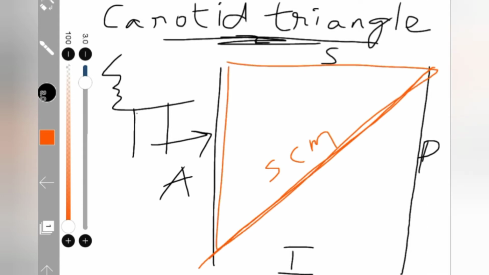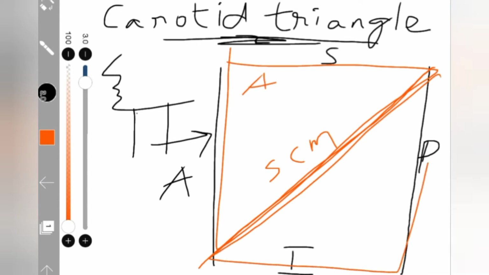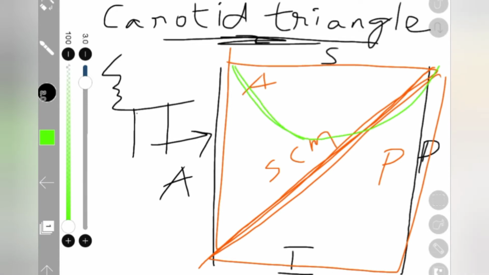This is one triangle, the anterior triangle, and this is the other triangle, the posterior triangle. Okay, anterior triangle and posterior triangle. There's a muscle called the digastric muscle. So this is your digastric muscle and you have one more muscle called the omohyoid muscle. It runs like this. So this is your digastric muscle and this is your omohyoid muscle.